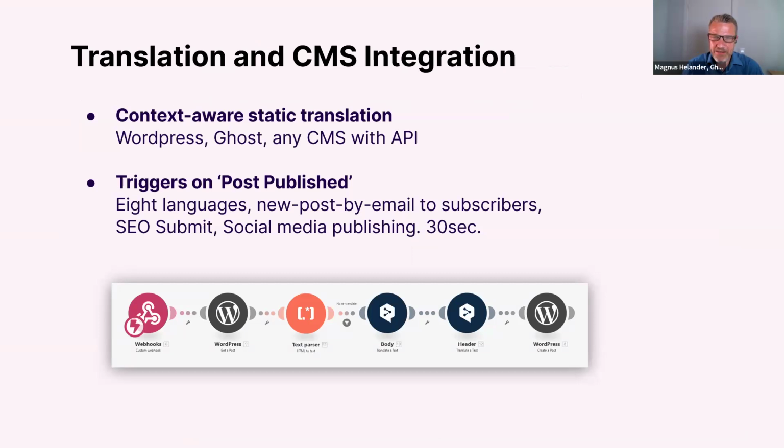Well, the translations have to be static. So we use any CMS that has an API. It could be Ghost, WordPress, anything where we can interact with the Make platform. So whenever a post is published in Italian, we publish in 8 different languages. If you're a subscriber to this blog, you get the post by email immediately. We submit it to search engines, and we push it to social media also, and all this happens in less than 30 seconds. So that's pretty impressive.